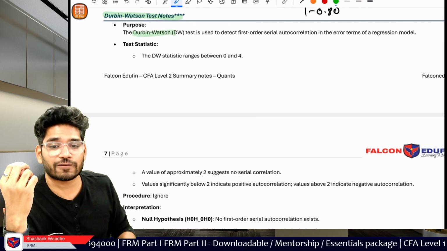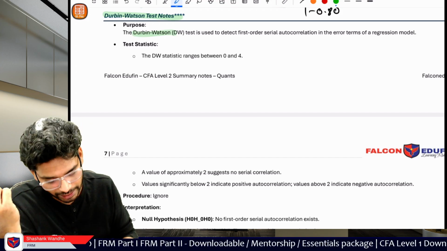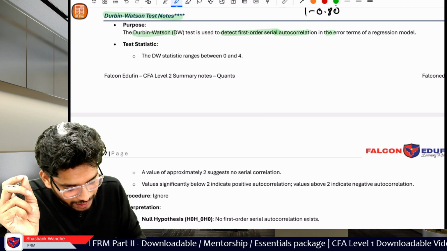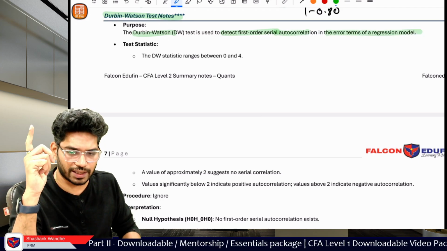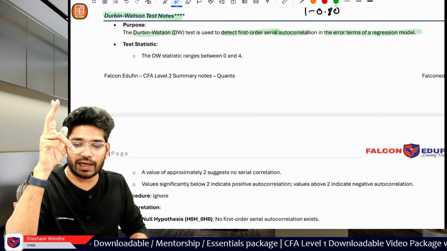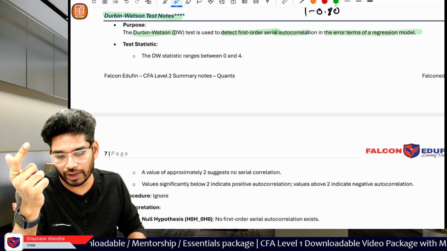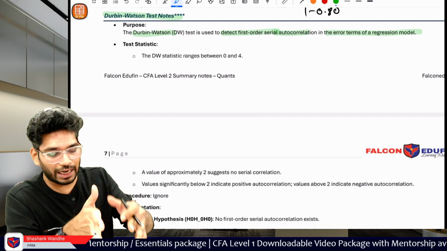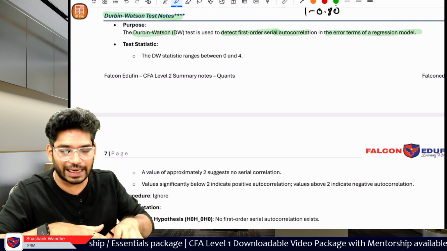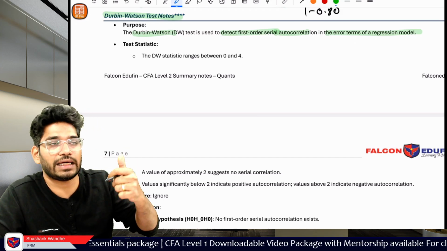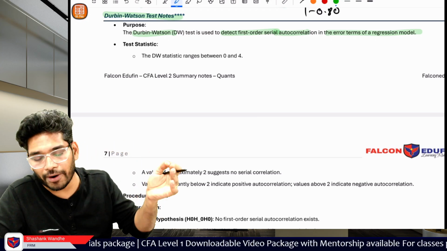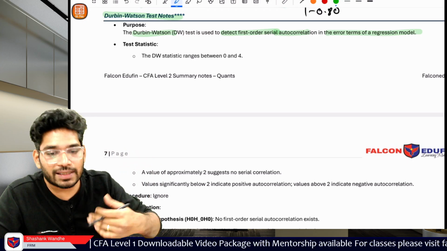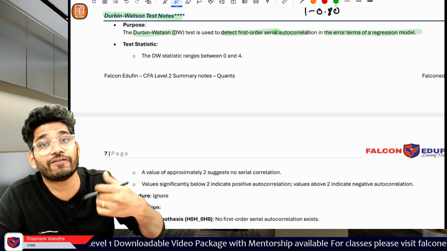DW stands for Durbin-Watson test, and here we use it to detect first order serial autocorrelation in the error term of the regression. We discussed this, right? The DW test and the PG test. The DW test is not very useful in this regression chapter. It is very important in time series, because ultimately it is related to time series only. But we are discussing it here because it is given here.